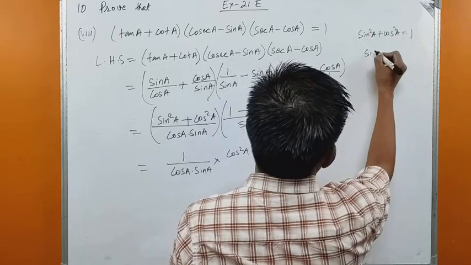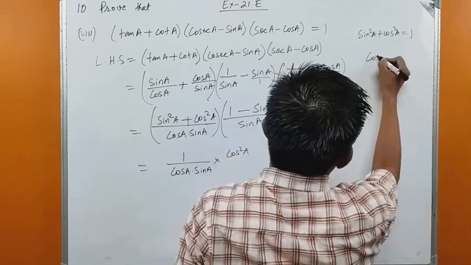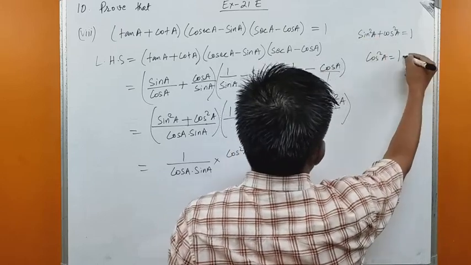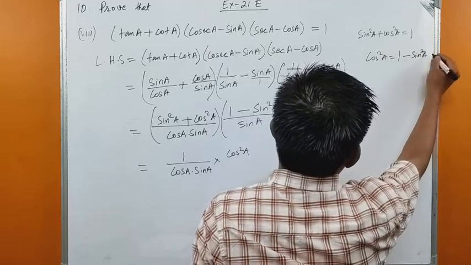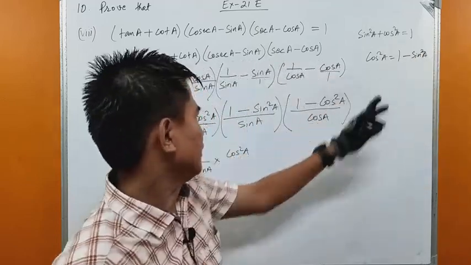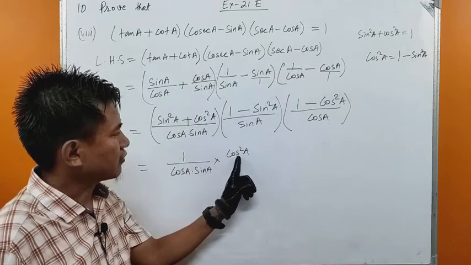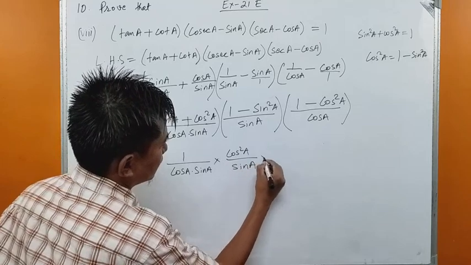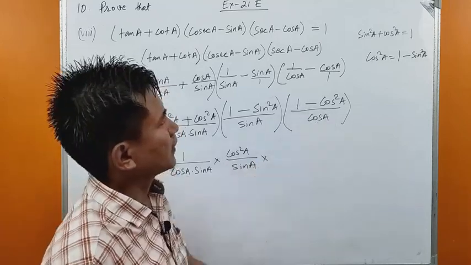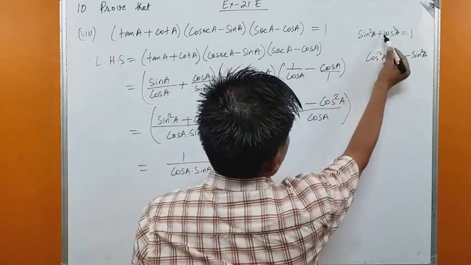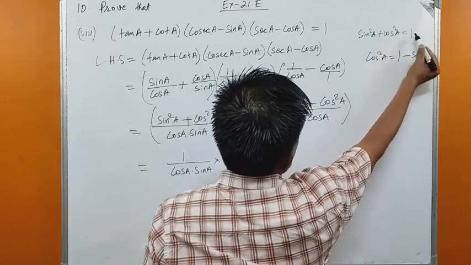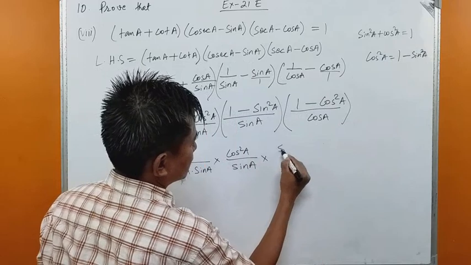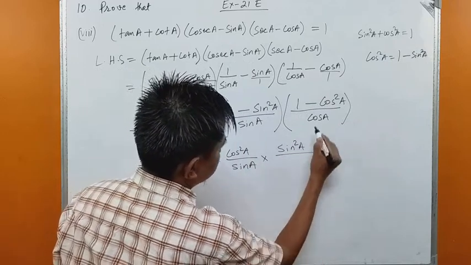That means cos square A equals 1 minus sin square A. So 1 minus sin square A is cos square A. So instead of 1 minus sin square A, I can write cos square A. In the denominator I have sin A into 1 minus cos square A, which is sin square A, isn't it? So if I take this plus cos square A to the right hand side, sin square A equals 1 minus cos square A. So 1 minus cos square A means sin square A upon cos A.